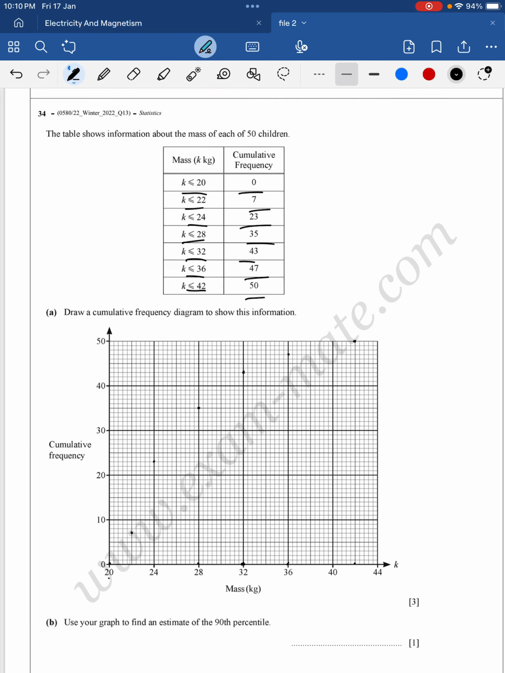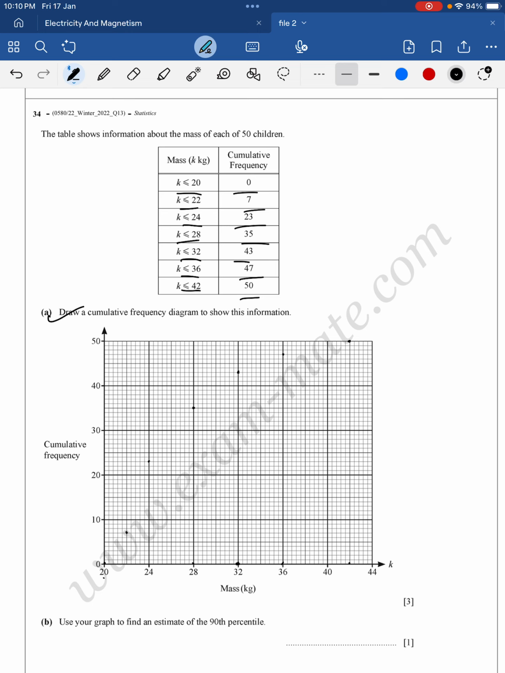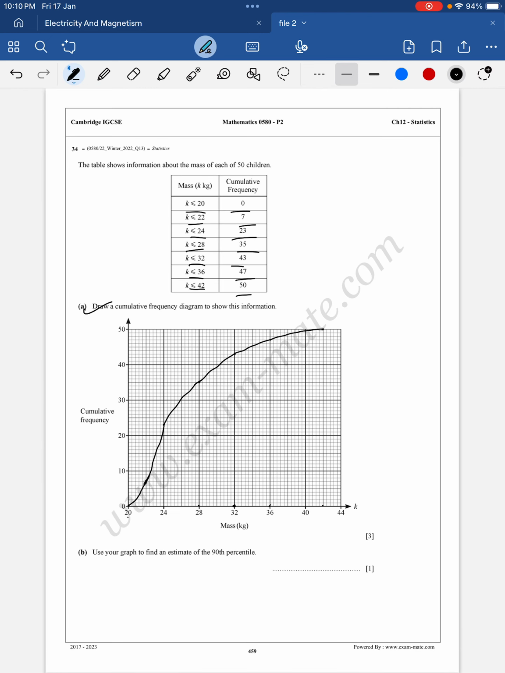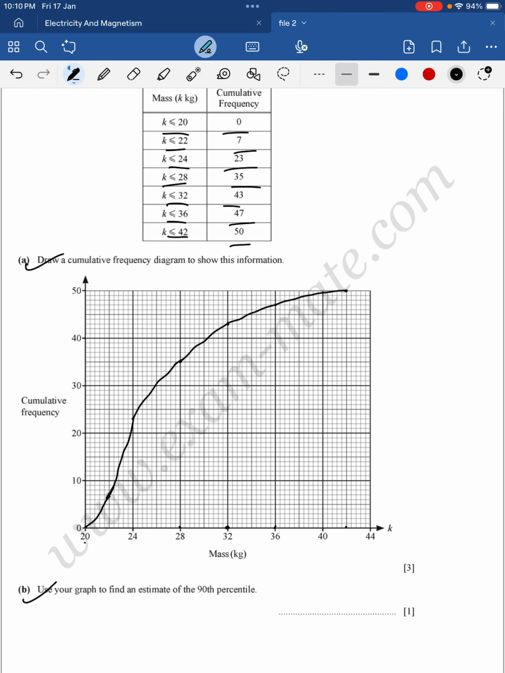Clear? Now draw the cumulative frequency diagram. So we have to draw it. Simply we will make a rough sketch starting from here. Clear? Okay. Then you have to find an estimate of the 90th percentile.